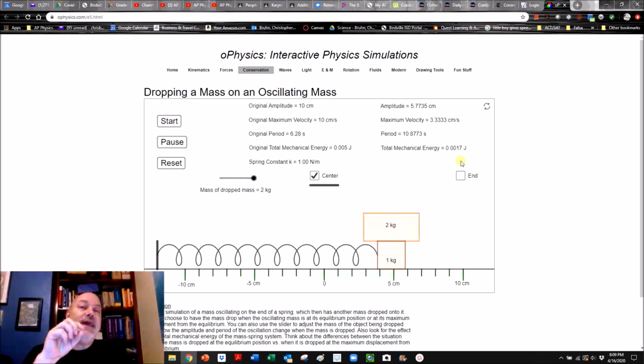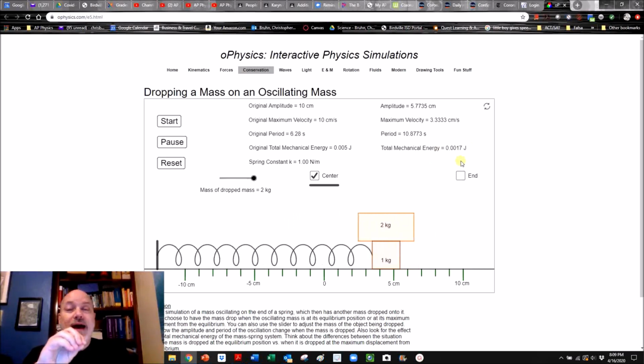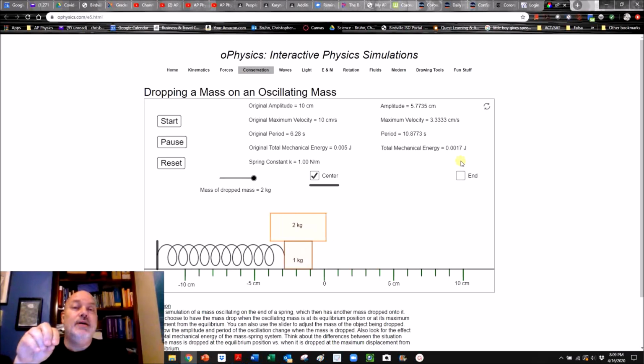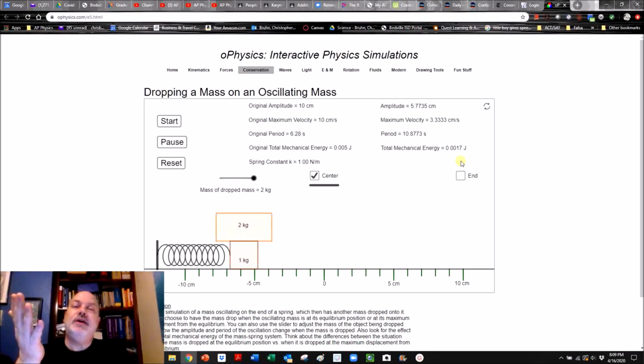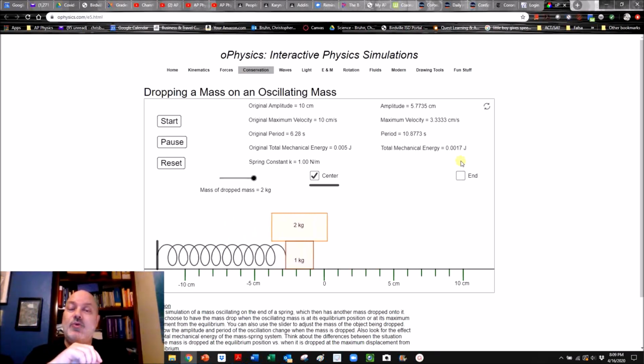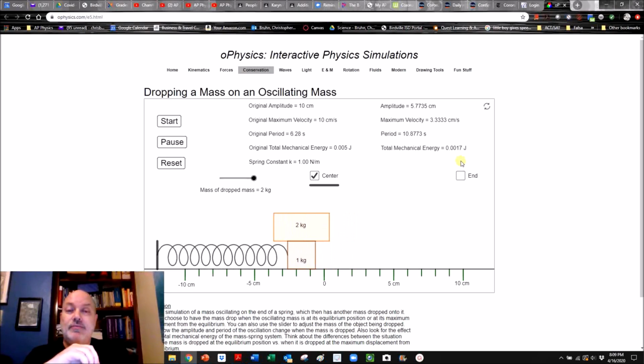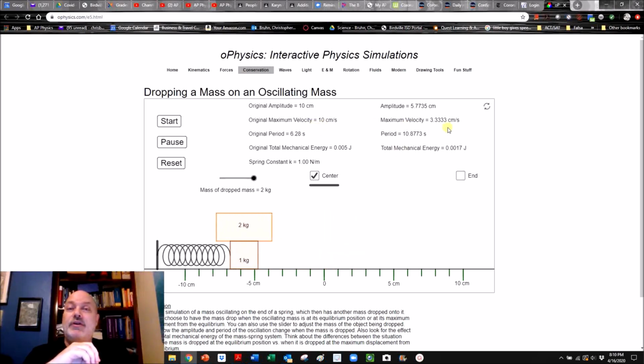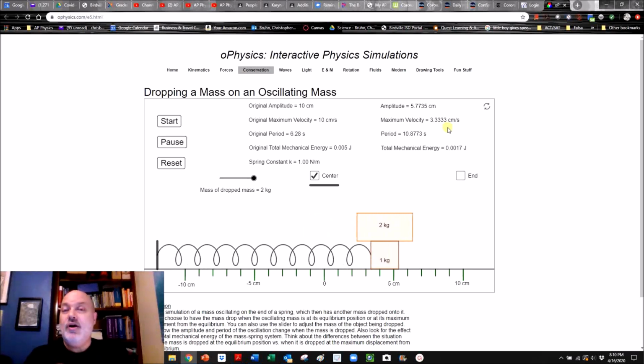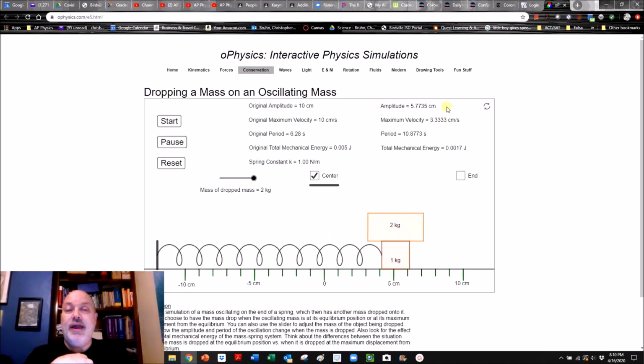Since we have less mechanical energy, the masses can't go out as far anymore because spring potential energy is 1/2 kx squared. We've lost energy in the collision, so therefore we have less amplitude. Our velocity is also decreased because this was an inelastic collision where mass was added, kinetic energy is lost, so the velocity goes down and our amplitude is less.